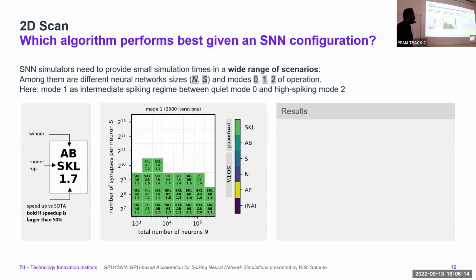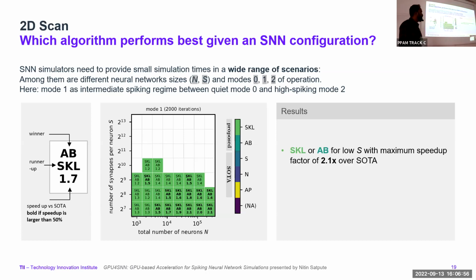So this green one is basically the SKL. Just understand, the green one is a single kernel launch. You can see the variations of number of neurons and the number of synapses per neuron. Now we are trying to scale up the spiking neural network and check the simulation performance, whether SKL is okay, whether AB is okay, or whether other algorithms, SOTA, are performing well or not. In this particular scenario, with this range of number of neurons and synapses, we find SKL is performing way better. You can also see AB is competing, like the runner-up is AB, but SKL is giving the highest performance in comparison to SOTA.